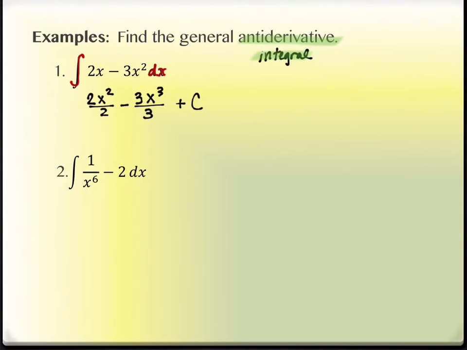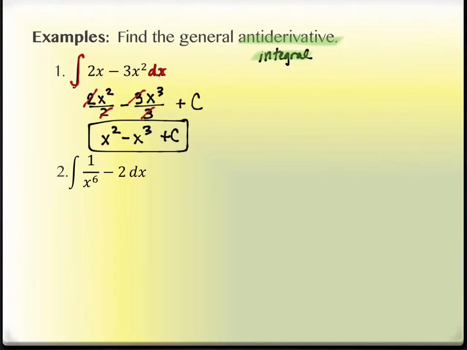WebAssign's kind of finicky. Sometimes it will let you not simplify and sometimes it wants you to. So whatever it does is whatever it does. But for the things that you turn in written form, we'll simplify this. This 2 and this 2, this 3 and this 3, they're going to cancel out. The simplified version here is x squared minus x cubed plus c. Is that all right?